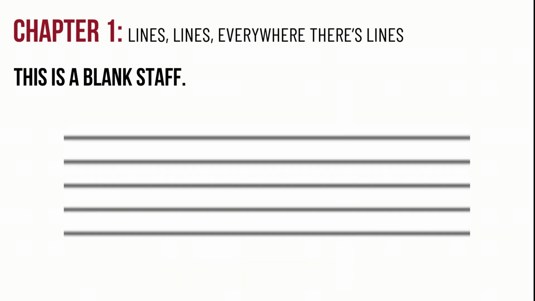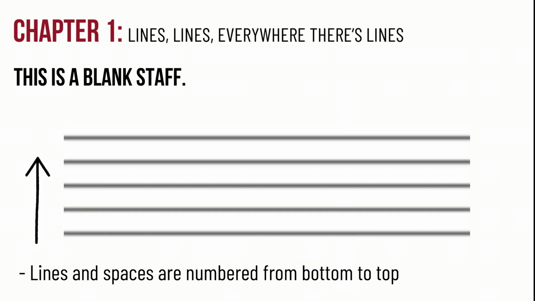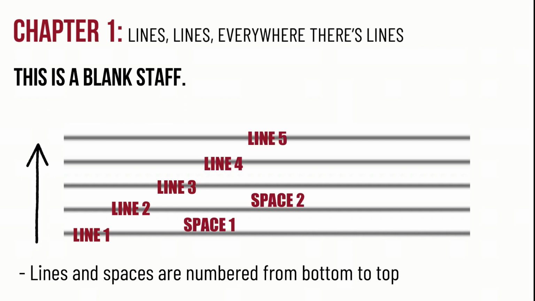This is a blank staff. Lines and spaces are numbered from bottom to top. This is a staff with lines and spaces numbered. Line 1, line 2, line 3, line 4, line 5, space 1, space 2, space 3, space 4.